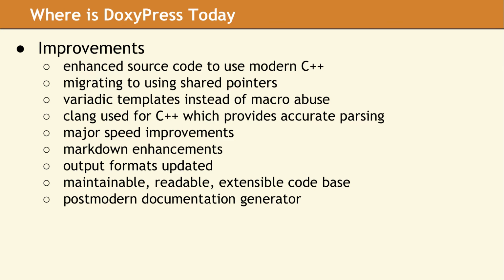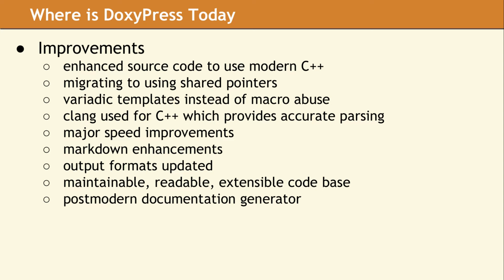So where is DoxyPress today? We've made many improvements. We've enhanced the source code to use modern C++, and we've migrated much of the code base to use shared pointers instead of raw pointers. As we mentioned, we use Clang for C++, which gives us an accurate and correct C++ parser. For example, if you have a method in your code which is virtual, we know about it even if you don't use the keyword virtual in front of that particular method. So your code is documented with its actual meaning rather than what your code says in the source.